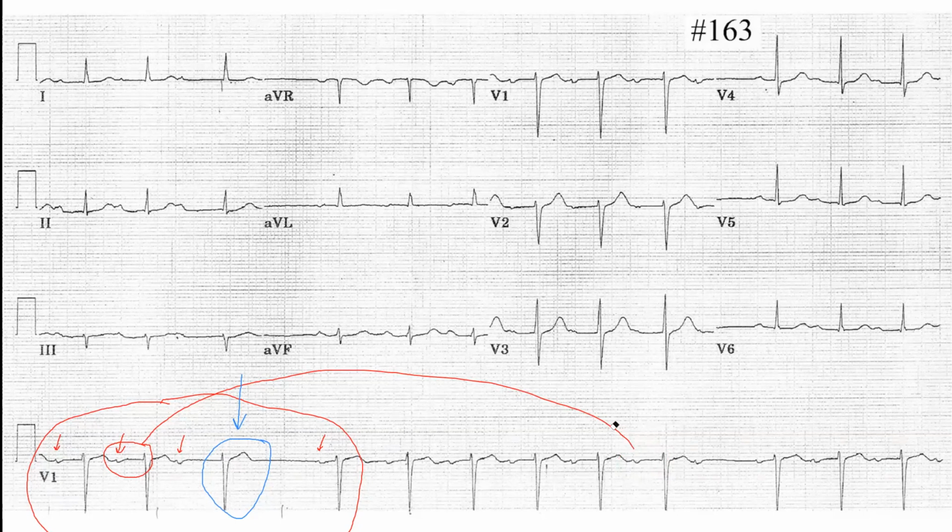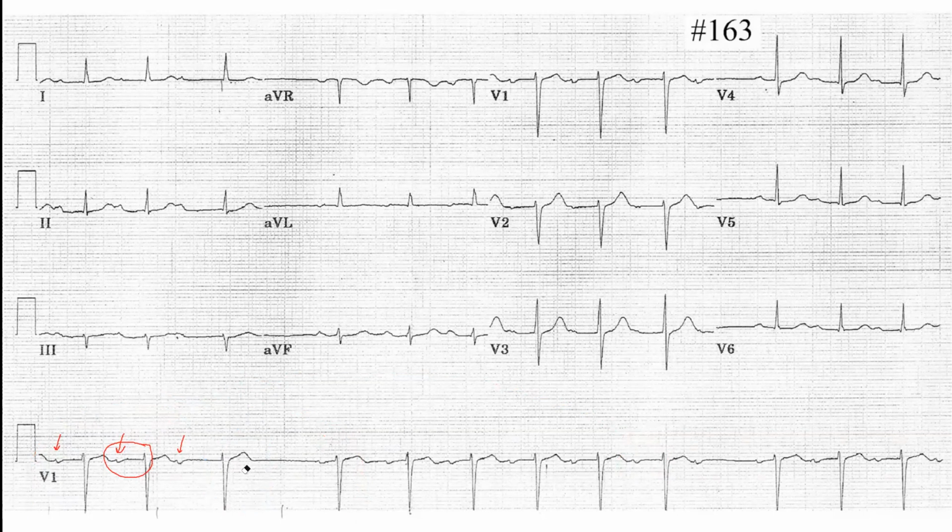All right, let's delete it. So these kinds of escape beats usually come later and come from a lower center, junction or ventricle. But because the QRS looks the same, that has to be a junctional escape beat, because we have only one.